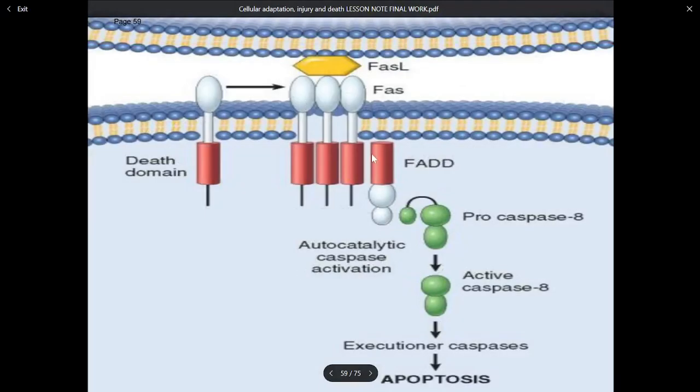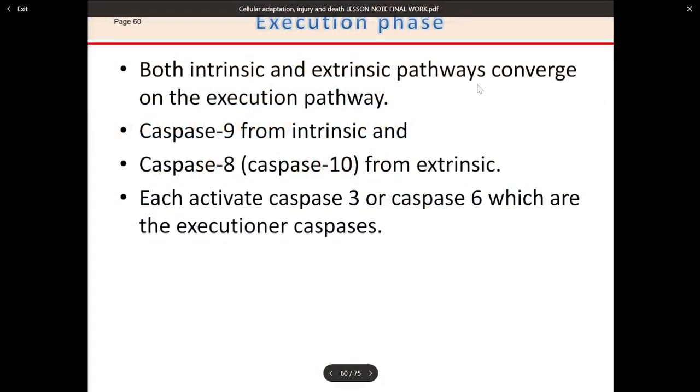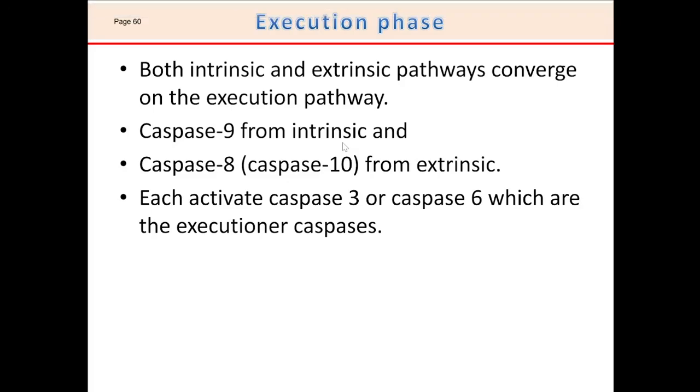So again, if you look at the image, both the intrinsic and extrinsic pathways converge on the executional pathway. Caspase 9 from the intrinsic pathway and caspase 8, or caspase 10 in humans, from the extrinsic pathway each activate caspase 3. Altogether they activate caspase 3 or caspase 6, which are the executional caspases. You need to note these things down for the sake of MCQs, if your school writes MCQs.